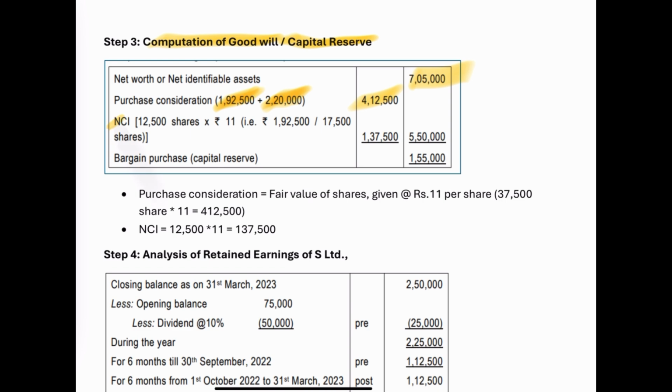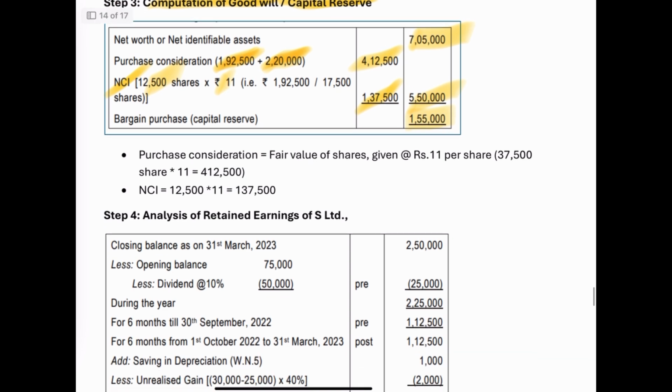Then we also need to calculate fair value of investment held by non-controlling interest. That is the remaining 12,500 shares at 11. That comes to 137,500. Okay, so together the total fair value is 550,000, but the net asset is 705,000. So since net asset is more than the fair value, we are into situation of capital reserve. So the capital reserve is 155,000.